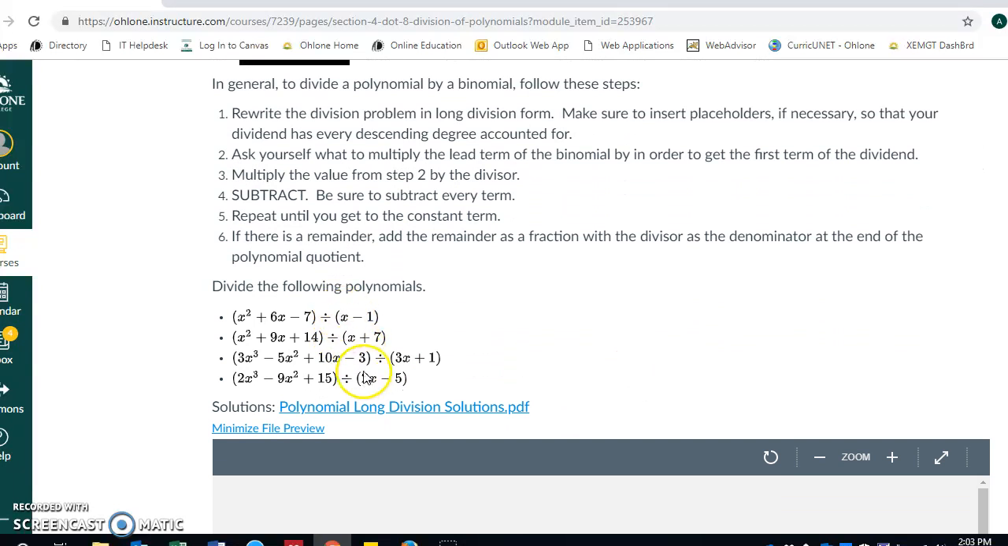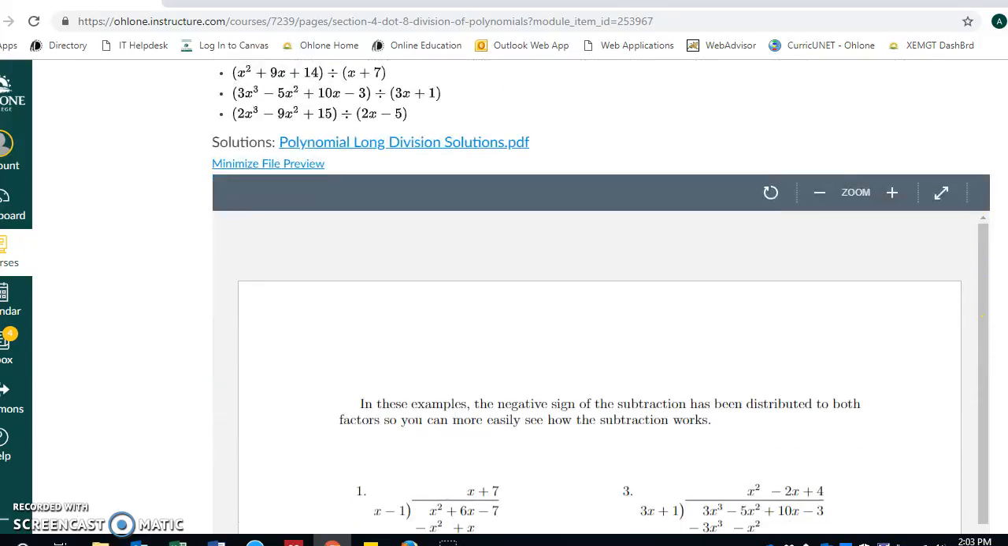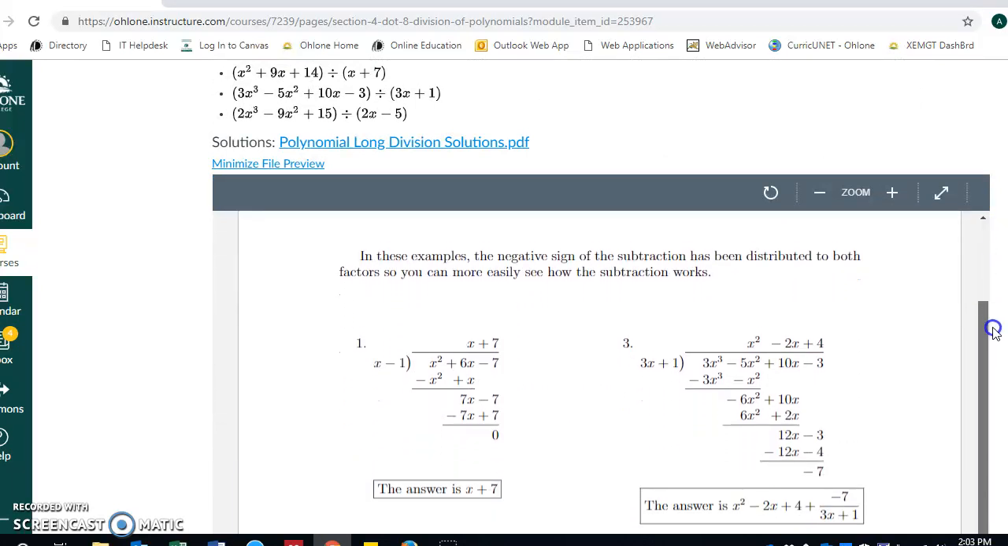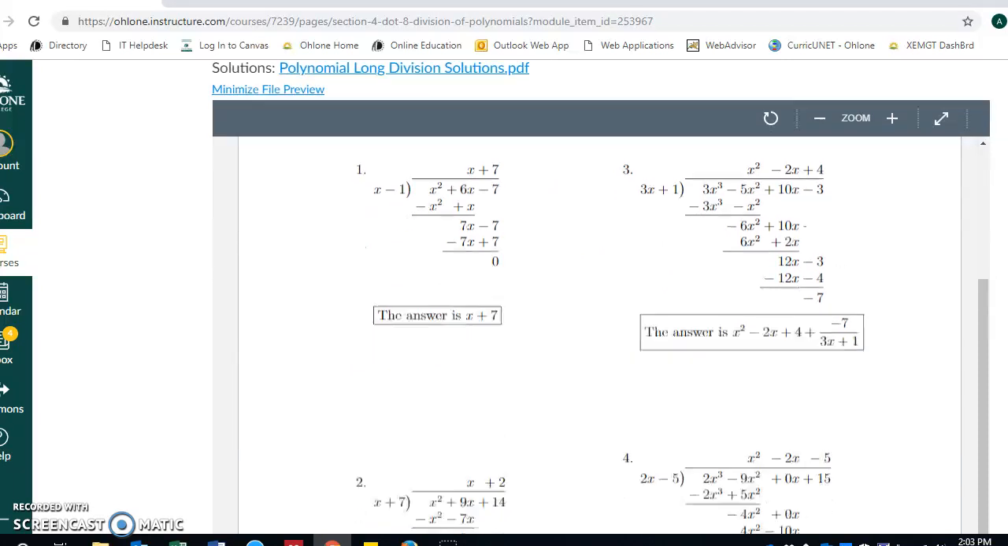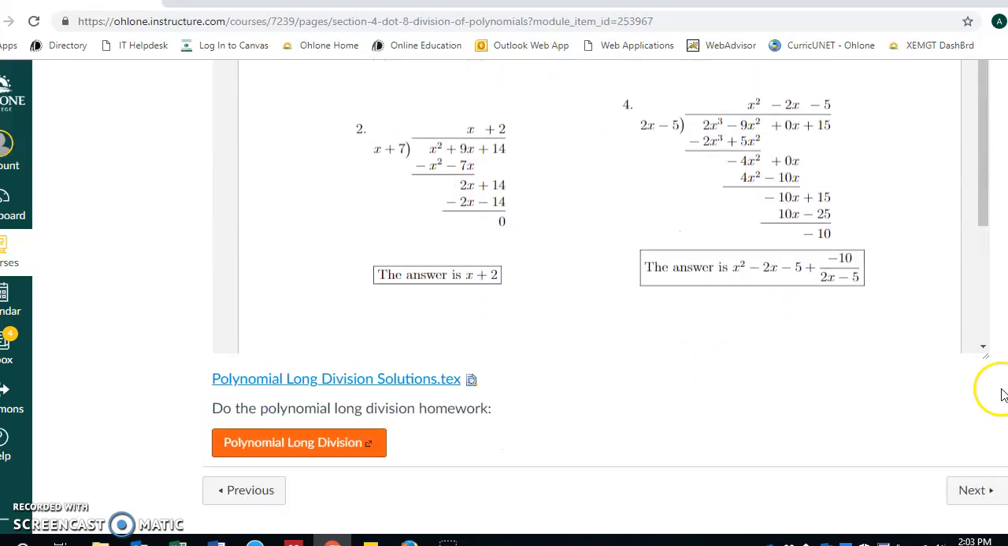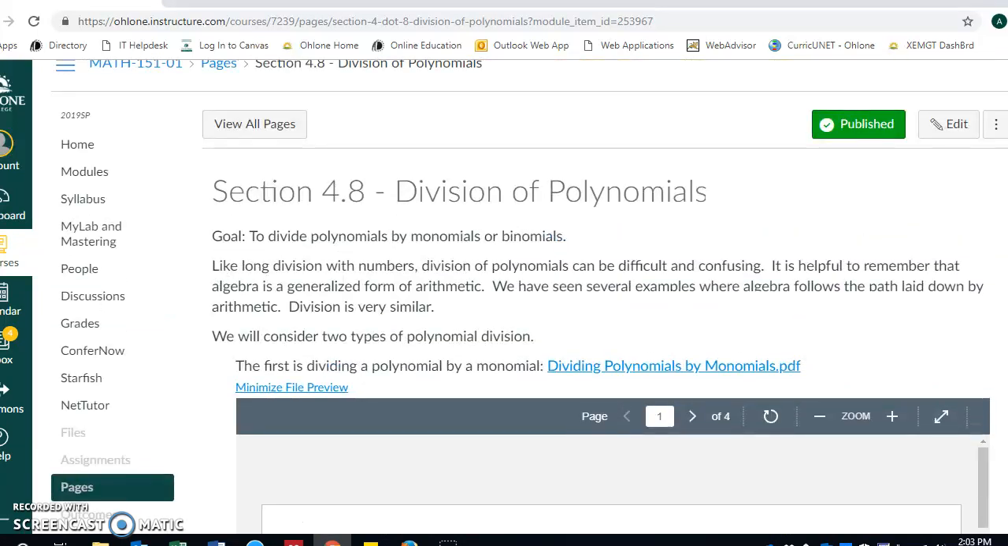And I gave you 4 examples here of polynomials for you to divide. And then I wrote out all the answers for you here, so you can see the step-by-step solution of each of them and kind of see how it comes to be. Okay? Take your time, work hard. If you have questions, send me an email, or I will be on campus next week to answer them.